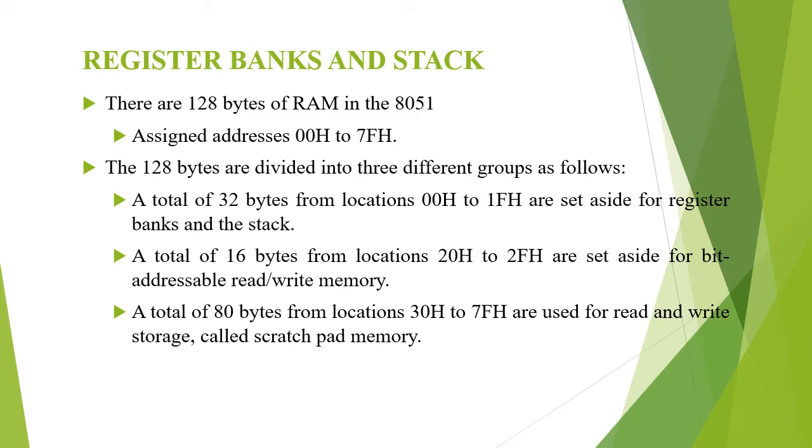These 128 bytes are divided into 3 different groups. A total of 32 bytes from location 00H to 1FH is set aside for register banks and stack. So 4 register banks are there, each of 8 bytes. And next, a total of 16 bytes from locations 20H to 2FH is set aside for bit addressable read-write memory. And the next set of 80 bytes from locations 30H to 7FH is used for read-write storage called scratchpad memory.